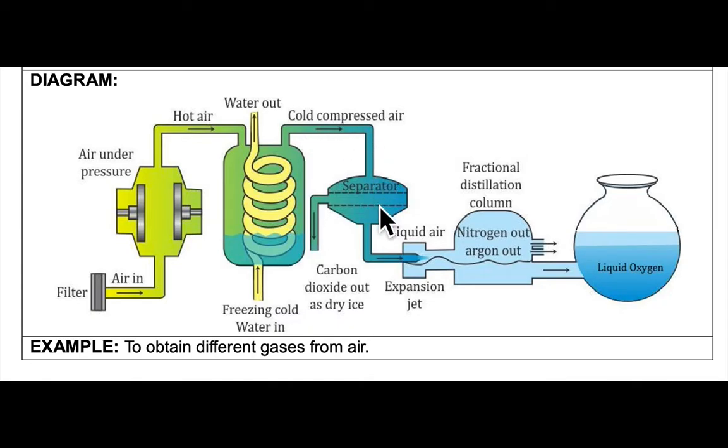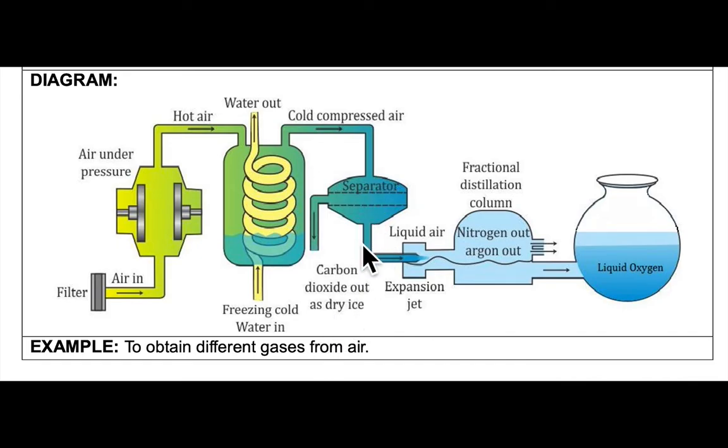When it comes, there is a separator and the carbon dioxide comes out from this side as dry ice, because when we decrease the temperature, carbon dioxide converts into the solid form and can be separated out from this separator. That solid carbon dioxide, everybody knows, is called dry ice.